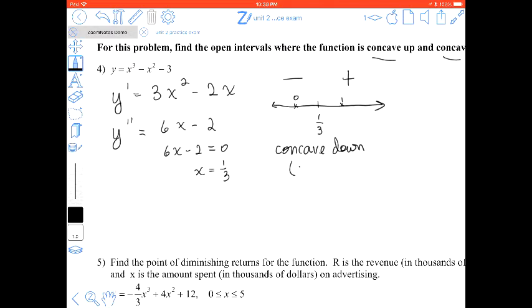So it's concave down from negative infinity to 1/3. This positive sign indicates that this interval from 1/3 to infinity would be concave up. So from 1/3 to infinity, it's concave up.